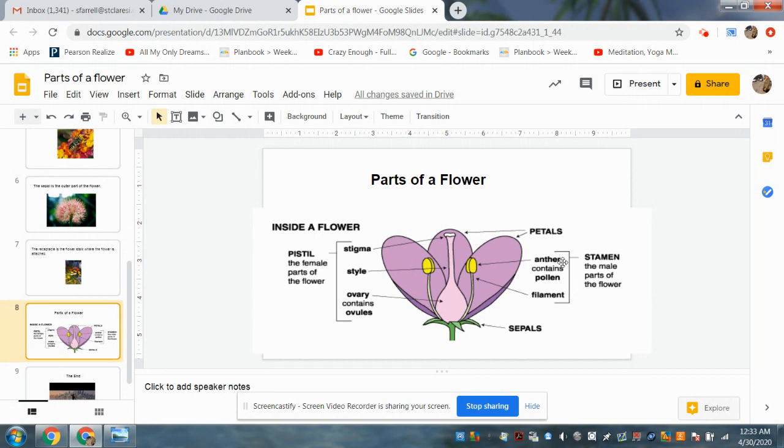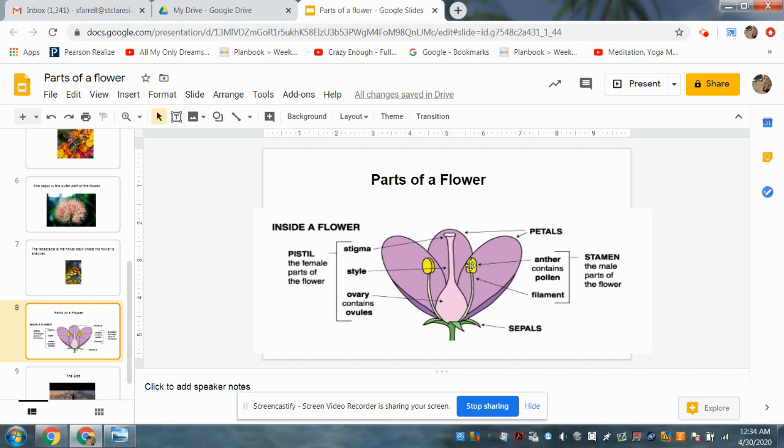Now, on this side, you could see the male part of the flower. So the male part of the flower is the stamen. Now, the top part is the anther. That's going to contain the pollen. So if a bee or a bat lands on the flower and they stay on the flower for a while, they will travel to another flower and bring the pollen with them.